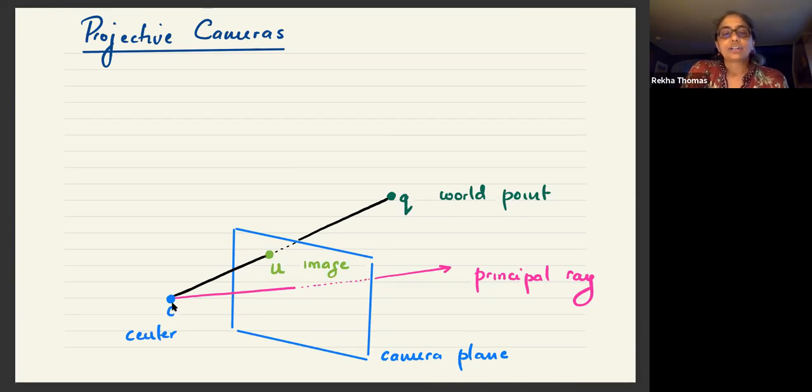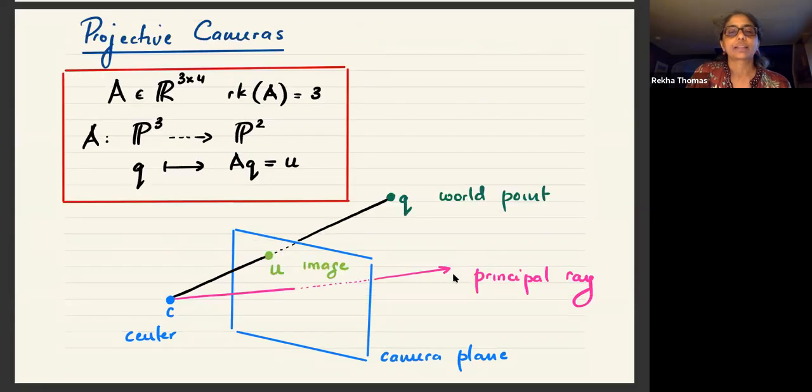And I've also drawn this pink ray here, which is called the principal ray of the camera. This is just the perpendicular from the center to the viewing plane. And this principal ray has an arrow. And as you might see from this picture, there is a front for the camera. So if you want to take pictures of world points, these world points have to be in front of the camera in reality. They cannot be behind the camera. And that's what this principal ray is going to help us do. It's going to identify what we mean by the front of the camera.